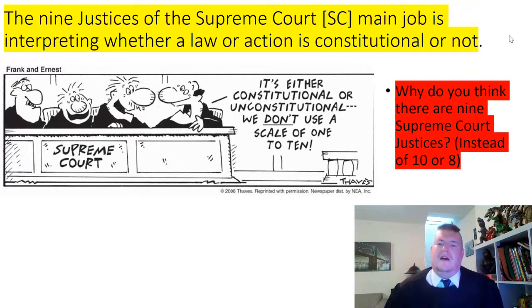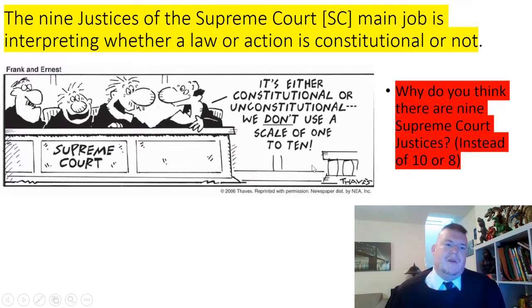Okay. Just a little thought question. Why do you think there are 9 Supreme Court justices instead of 10 or 8? And I'll give you a little hint if you're watching this. It's because 9 is an odd number.